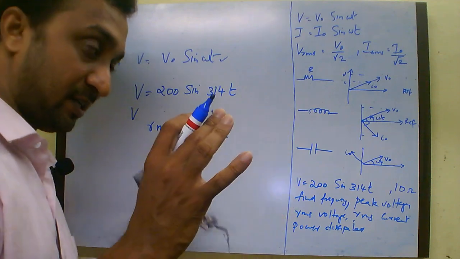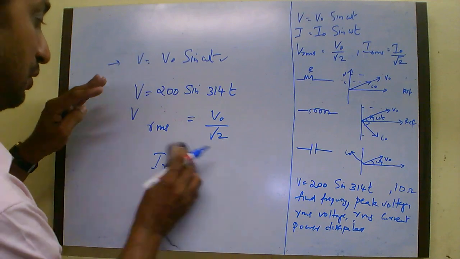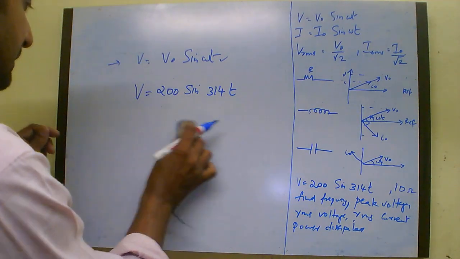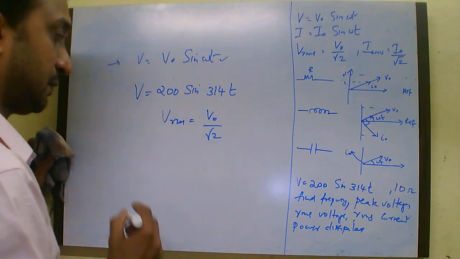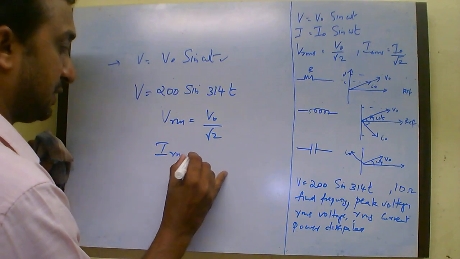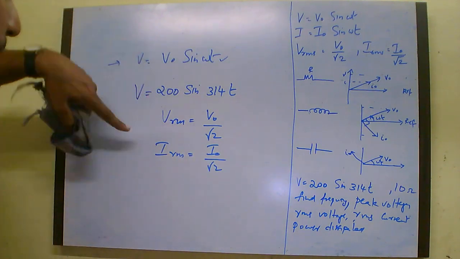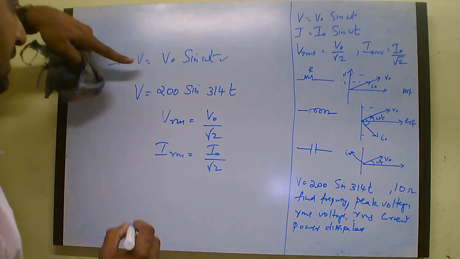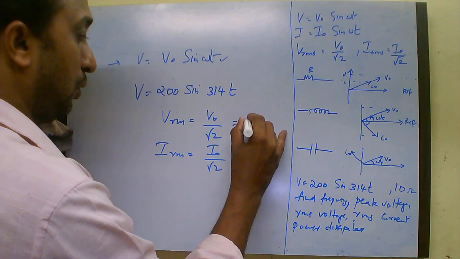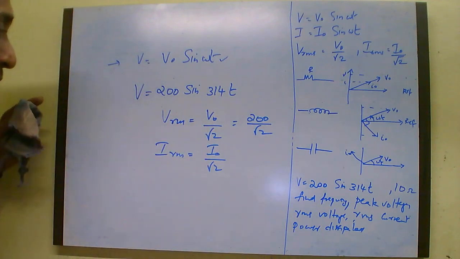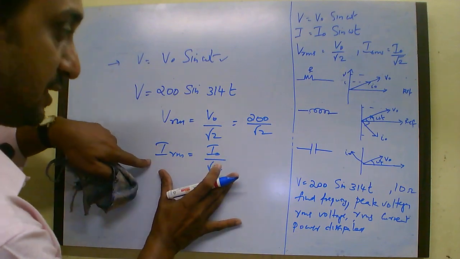So that is what the actual definition is. Coming back to this, for solving all these things you require only the equation. VRMS is given by V0 by root 2. Similarly, IRMS is given by I0 by root 2. Now, if you compare both equations, you can see V0 is 200. So we have V0 by VRMS will be equal to 200 divided by root 2. Similarly, we will discuss IRMS later.